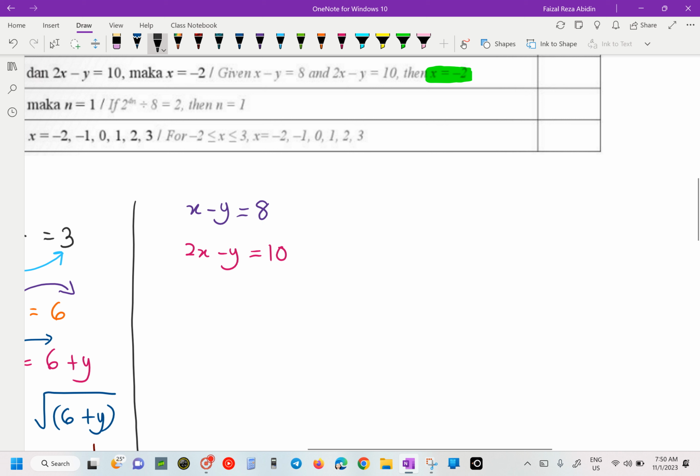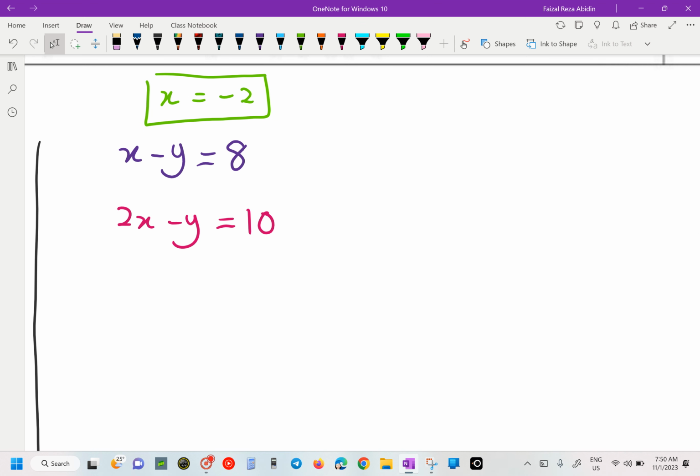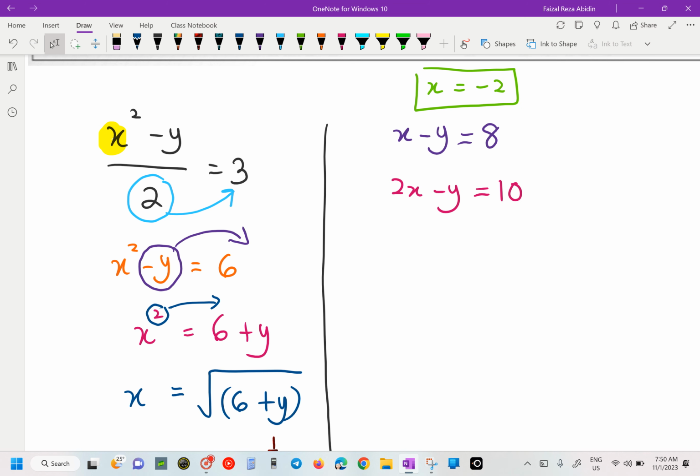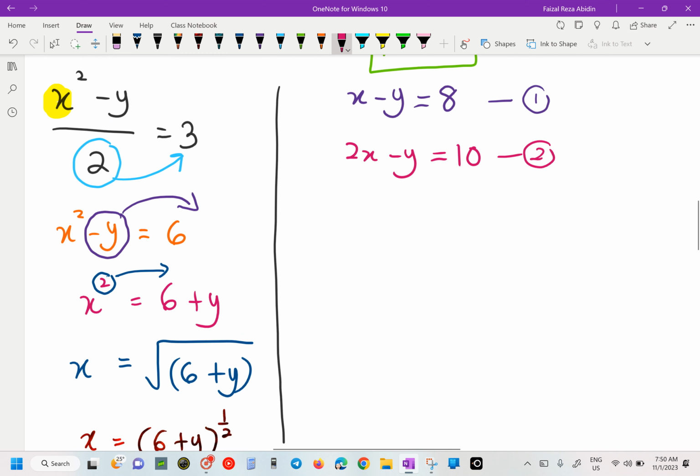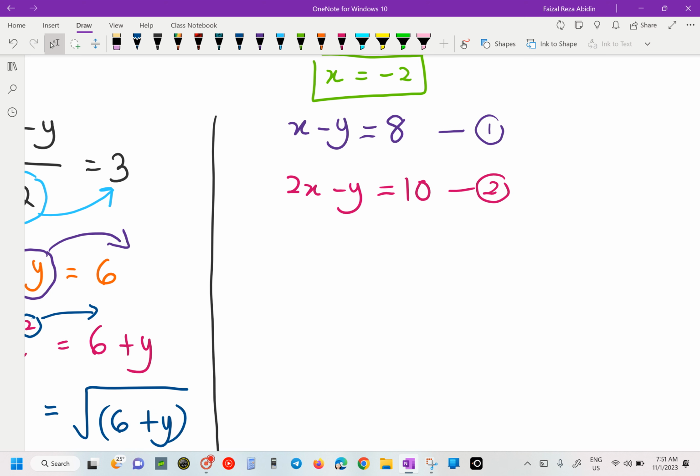Okay, we are going to make sure. Is it true that x equals negative 2? So what did we have over here, girls? Just now, we had one equation. This one, we have 2 equations. The first one is going to be our first equation. This is going to be our second equation. It means we are going to find the value of x and y.